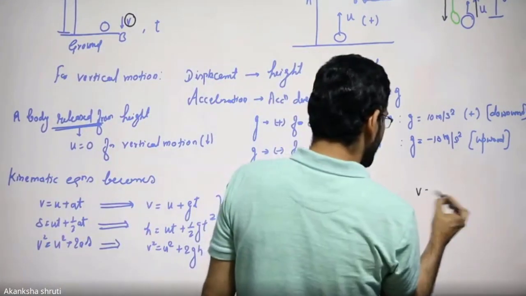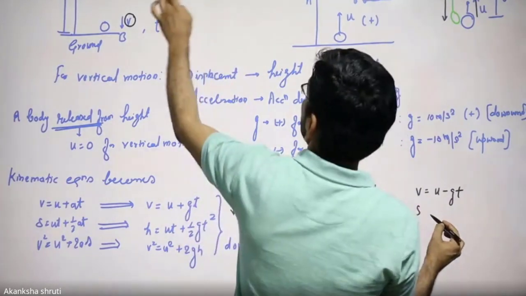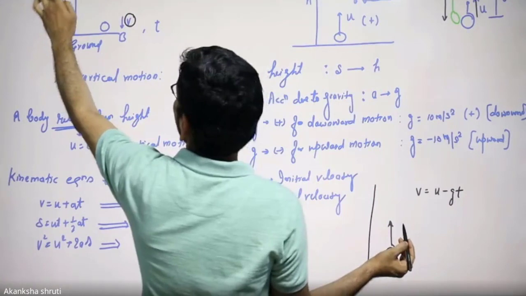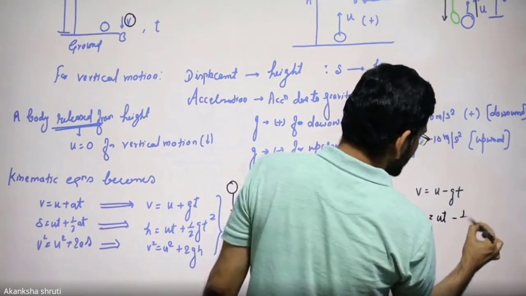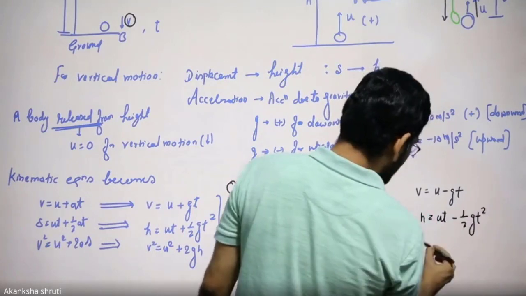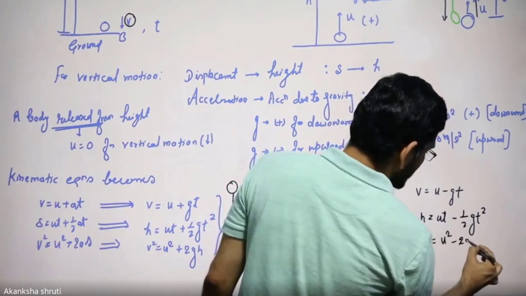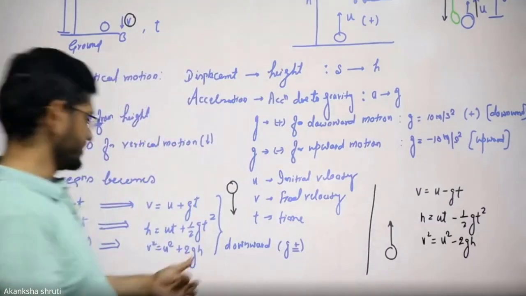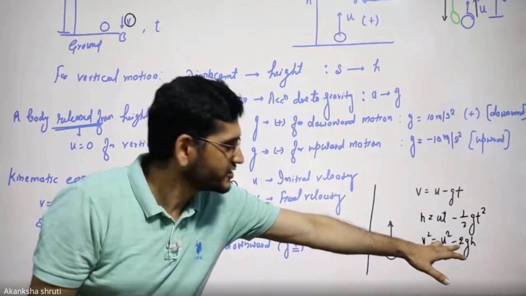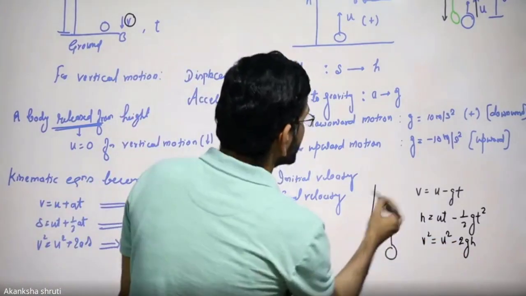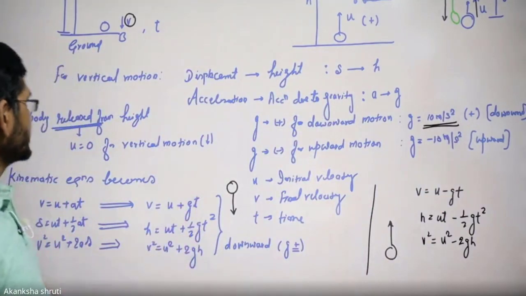Then we are using v equals u minus gt. h means s equals ut plus half at square, that will turn into h equals ut minus half gt square. Okay, student? And v square equals u square minus 2gh. So for upward motion, g is taken with a negative sign, and for downward motion, it should be positive.